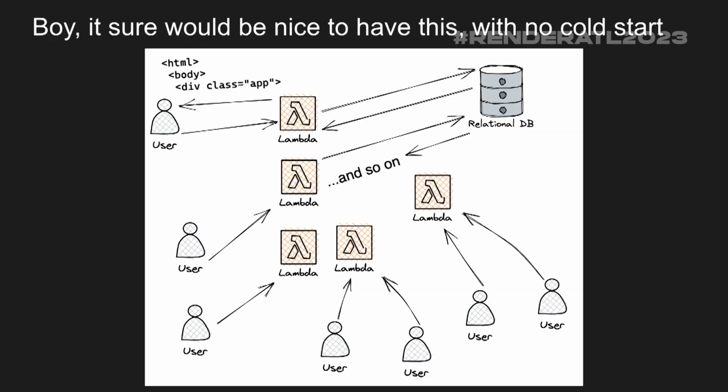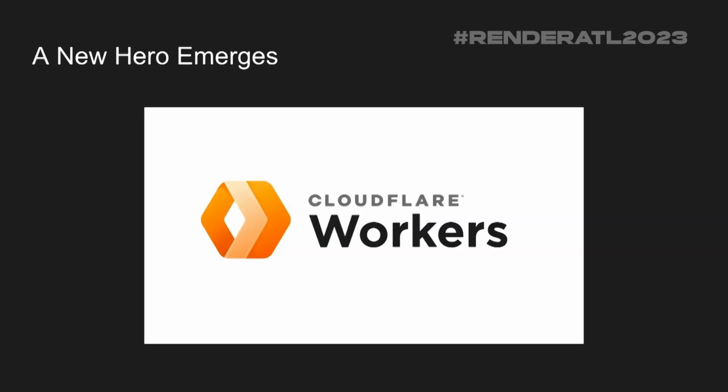So what we really want, ideally, is this conceptually, but instead of all those lambdas, we'd like something else that doesn't have that latency. Pause for effect. Cloudflare workers. And this is where the title of the talk came from. Cloudflare workers, otherwise known as edge workers.